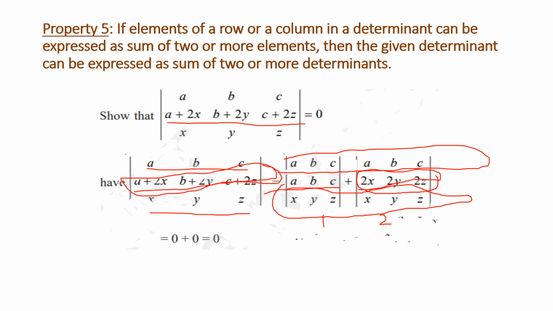So when we are splitting, now you can observe that in the first determinant, row 1 is identical to row 2, and in the second determinant, when we take 2 common, it will be 2 times the determinant, and row 2 is identical to row 3. So as we can apply the previous property here, that if two rows are identical, the determinant is going to be 0, it will become 0 plus 0, that is 0.